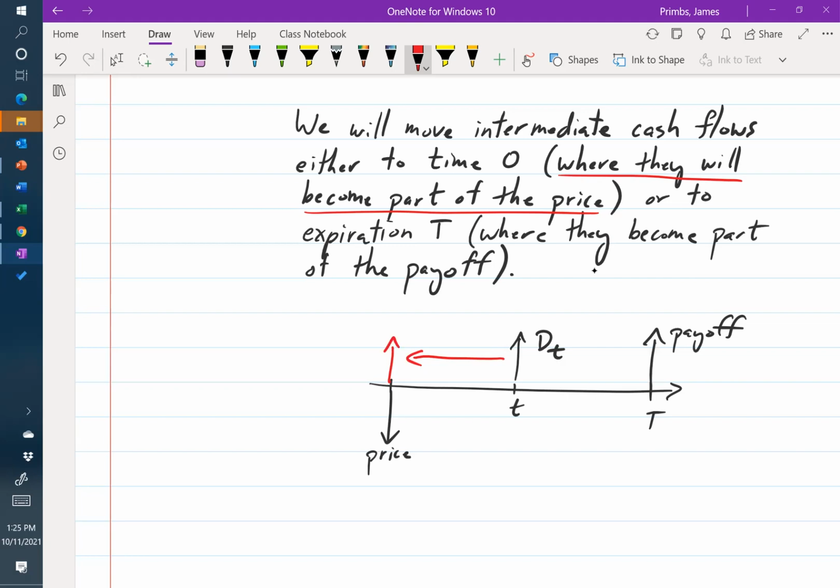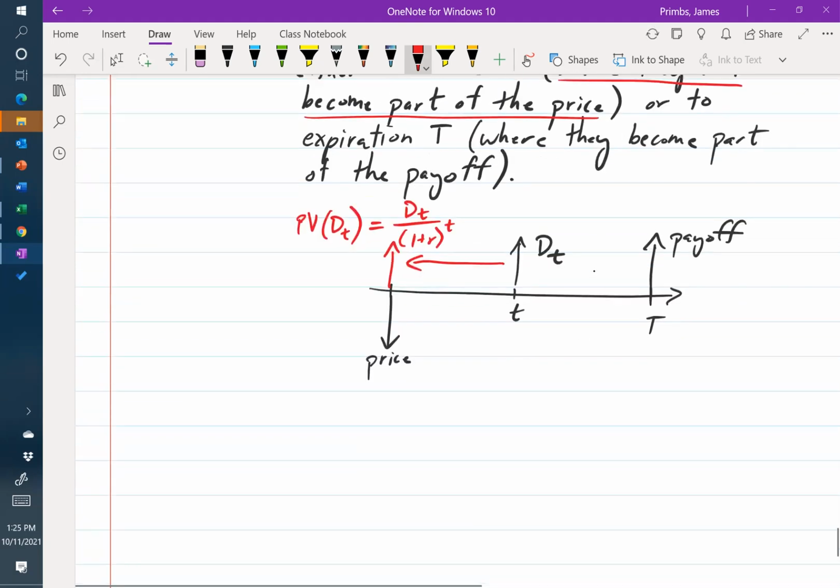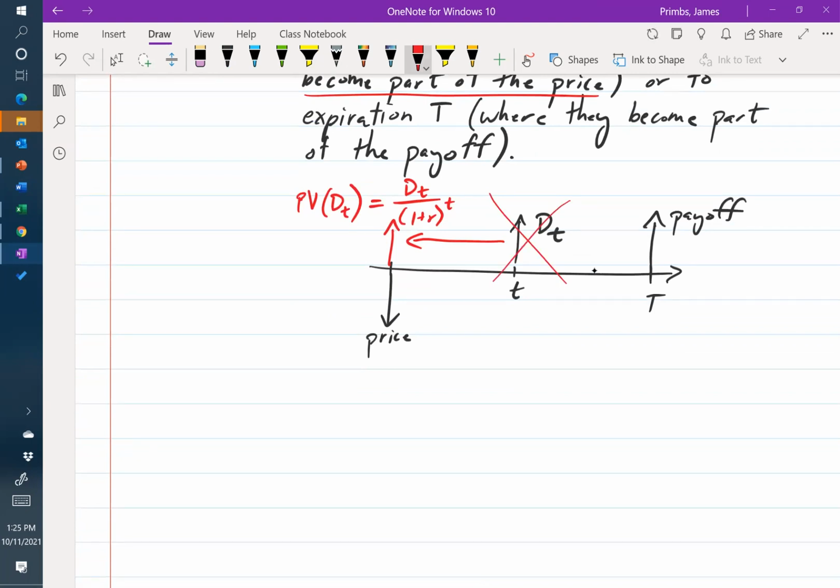Okay, when I pull it back to time zero, I've got to use the rules of finance. What are the rules of finance? The rules of finance say when I pull it back to time zero, I need to calculate its present value. Okay, so that's going to be D_t over what? 1 plus r to the little t. That's just the present value of that. So I'm going to pull it back to time zero. So that allows me to get rid of this. But now I have my new price.